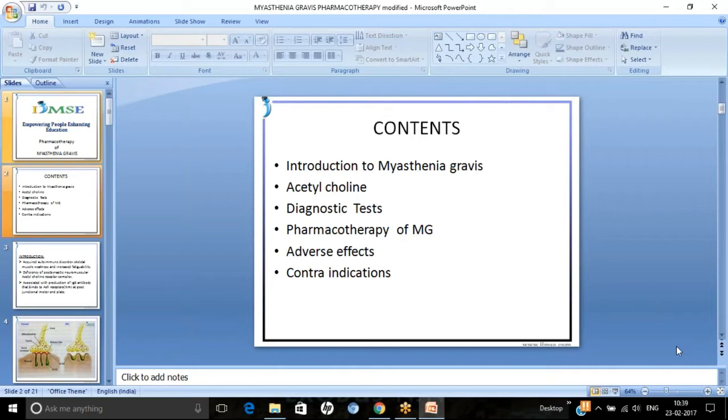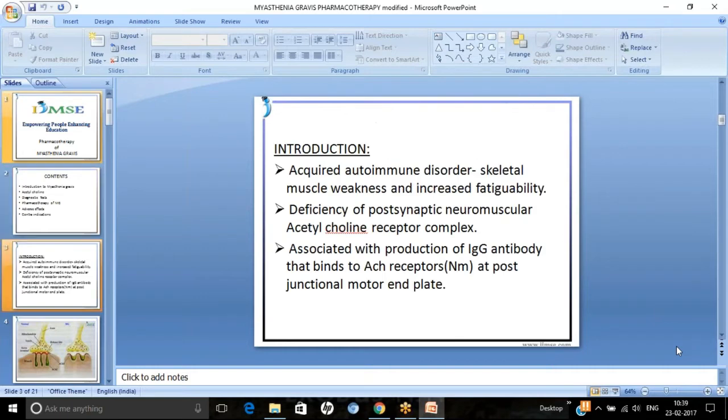And the most important part of our topic is the management or the pharmacotherapy of Myasthenia Gravis, the adverse effects of the drugs used in the pharmacotherapy, and also the contraindications, or the drugs which actually aggravate Myasthenia Gravis. These are the contents we will look into. Why is Myasthenia Gravis important? Most of our celebrities do suffer from Myasthenia Gravis, and our very famous Indian legend, star Amitabh Bachchan, also has Myasthenia Gravis.